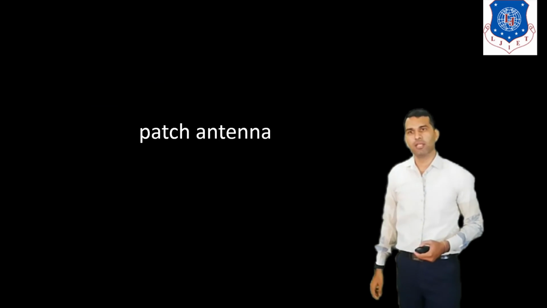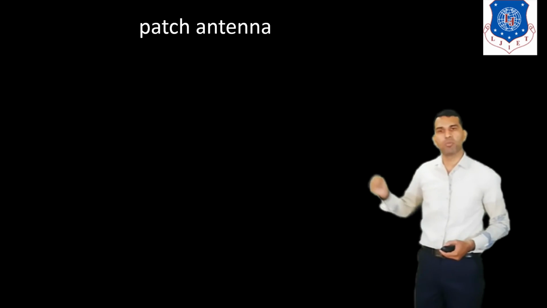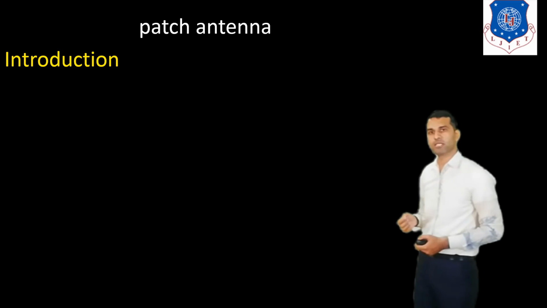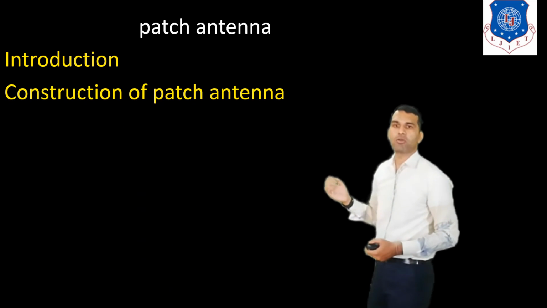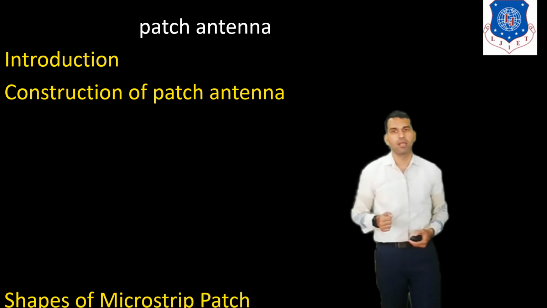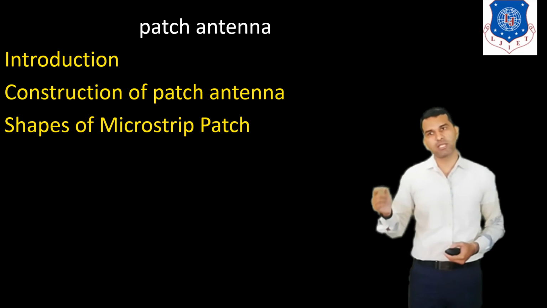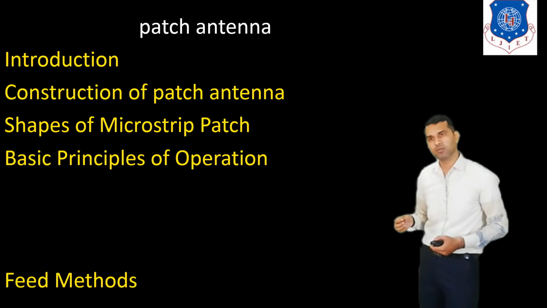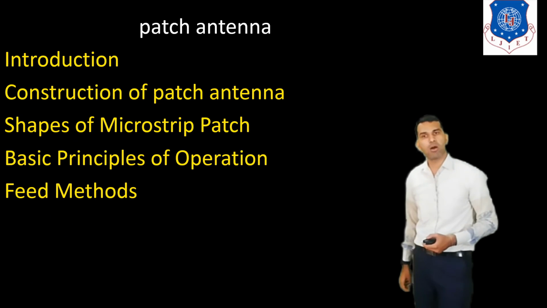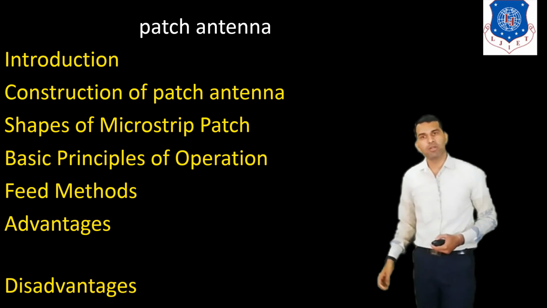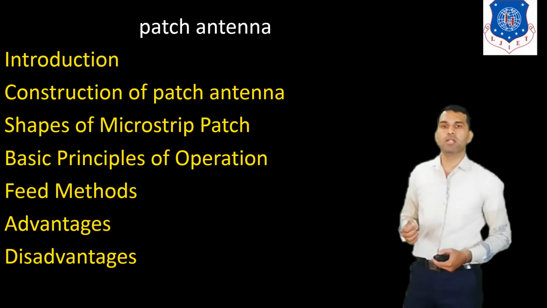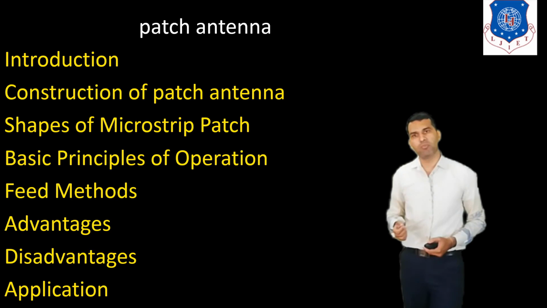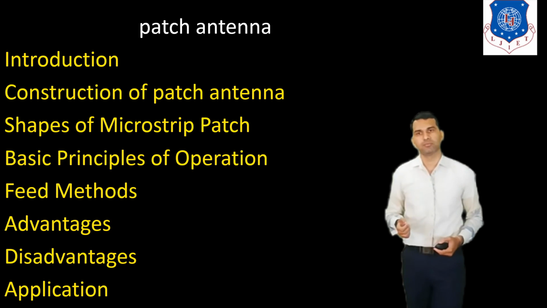So in this lecture we have discussed the patch antenna. In the patch antenna we discussed the introduction of the patch antenna. Then we discussed the construction of the patch antenna. Then we discussed the shapes of the patch antenna. Then we discussed the basic principle of operation. Then the feed methods of the patch antenna. Then we discussed the advantages and disadvantages of the patch antenna. And last we discussed the applications of the patch antenna.